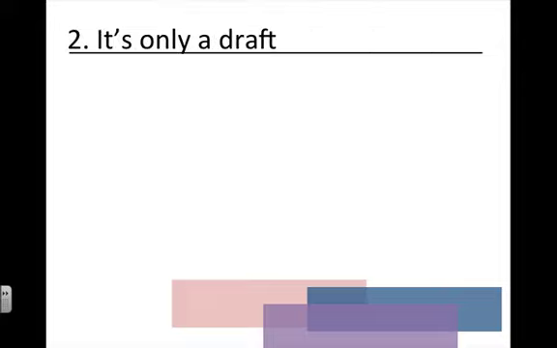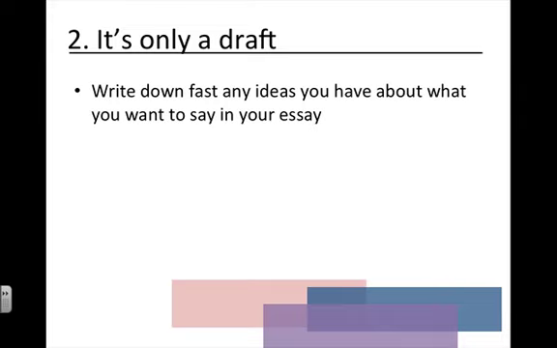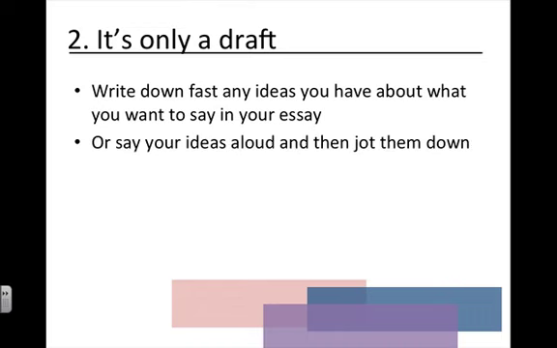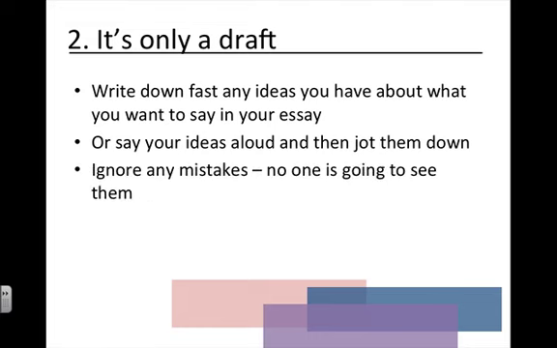You can overcome writer's block by preparing a draft of your assignment and by keeping in mind that it's only a draft. No one is going to see it and no one will mark you. So, start by writing down fast any ideas you have about what you want to say in your assignment. You can write anything you want. Or say your ideas aloud and then jot them down. Some people find it easier to write on loose paper rather than on a notepad or the computer. At this stage, ignore any mistakes. No one is going to see them. The important thing here is to write.